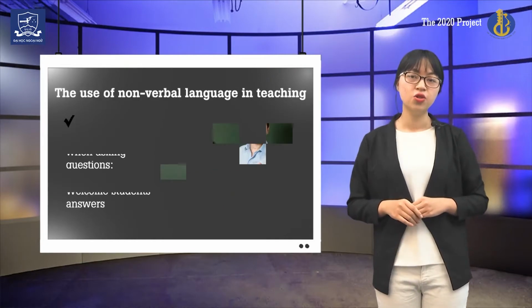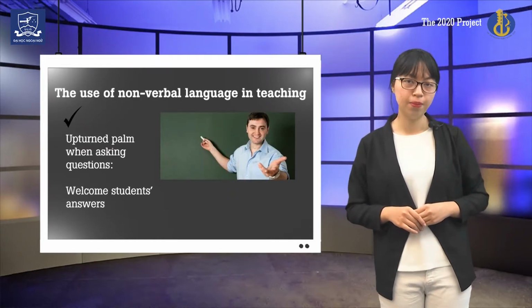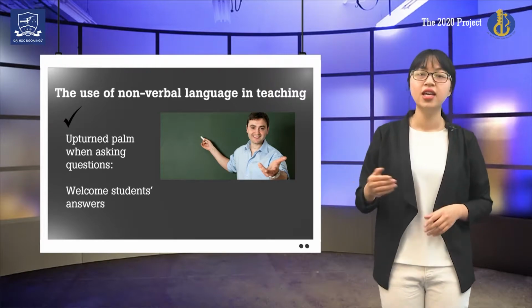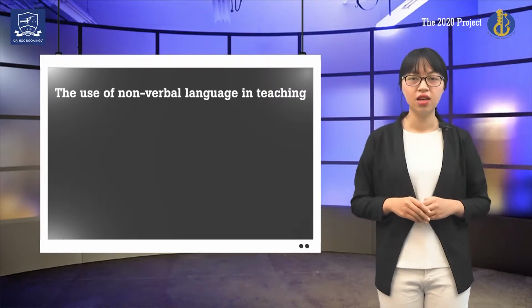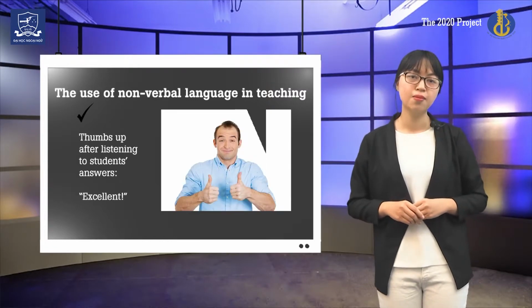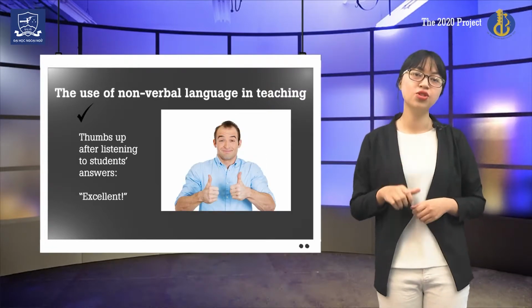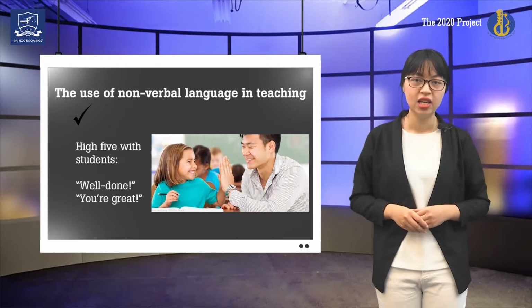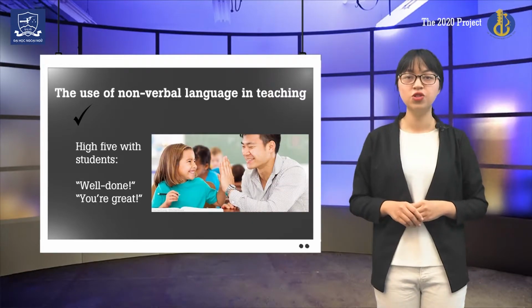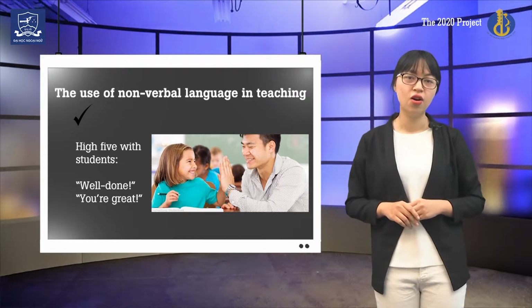Secondly, you should use an upturned palm when you ask questions. It shows that you are welcoming students' answers. Thirdly, you should use your thumbs up after listening to a student's answer to show excellent. And finally, you could high five with your student to show well done or you're great.